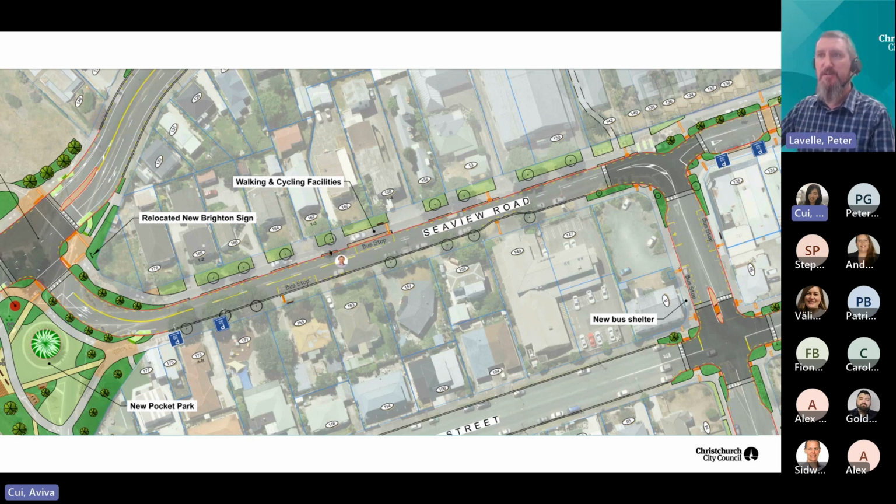The two bus stops on CV Road, they'll be retained. The one on the north side of the street will be relocated slightly to the east of its current location and will have new benches and tactile pavers installed. Some on-street parking will be available on the south side of the street as shown. Next slide, please.